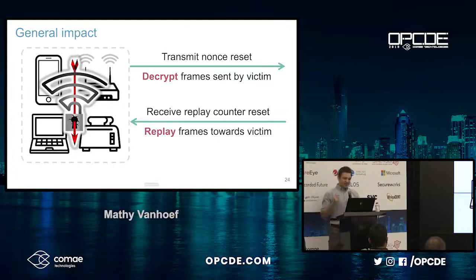However, there's also a second thing that goes wrong, and that's when you reinstall a key, the so-called receive replay counter is also reset to 0. And as the name implies, this receive replay counter is used to detect if an adversary is replaying frames, so if it's just taking a previous frame and retransmitting it without modifying anything. Normally this replay counter detects these replays, but of course if we can reset this number back to 0, we can start replaying frames towards the device under attack. So those are the two general things that can happen in a key reinstallation attack. We can decrypt frames and we can replay frames.